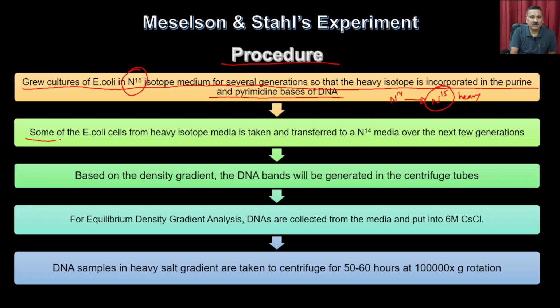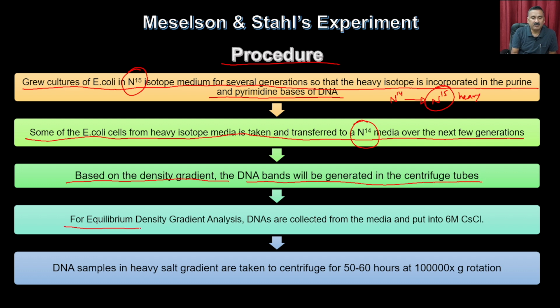And then some of the E. coli from the heavy isotope media is taken and transferred into the normal media containing N14 as the nitrogen source. So, now when it synthesizes the new DNA molecule, it has to utilize this N14. So, based on the density gradient, the DNA bands will be generated in the centrifuge tubes.